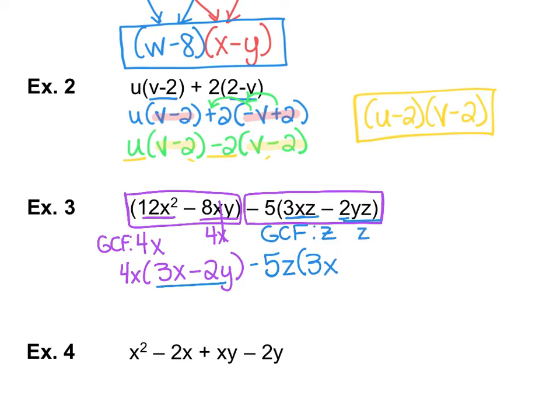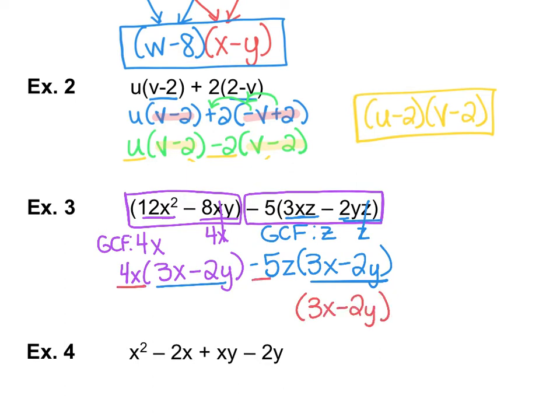2yz divided by z, or -2yz divided by z, again, the z's would cancel out and leave me with -2y. So look what happened now. Now the inside terms match. And if we remember from the first two examples, that means that they will come together and form one of my factors in my answer.